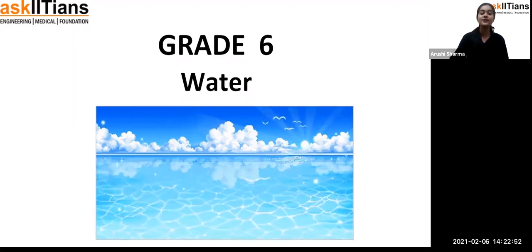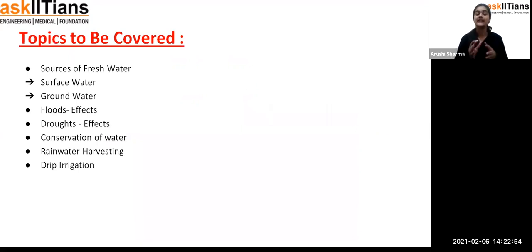Now students, today we are going to discuss some other important topics of this chapter. As I've already told you, we are left with some topics which we will cover in the next session. So we are going to continue with the same chapter, but with different topics. The topics for today's class are: sources of fresh water, that is surface water and groundwater, floods and their effects, drought and its effects, conservation of water, that is how you can conserve water, rainwater harvesting, and drip irrigation. All of these topics we are going to cover in this class.